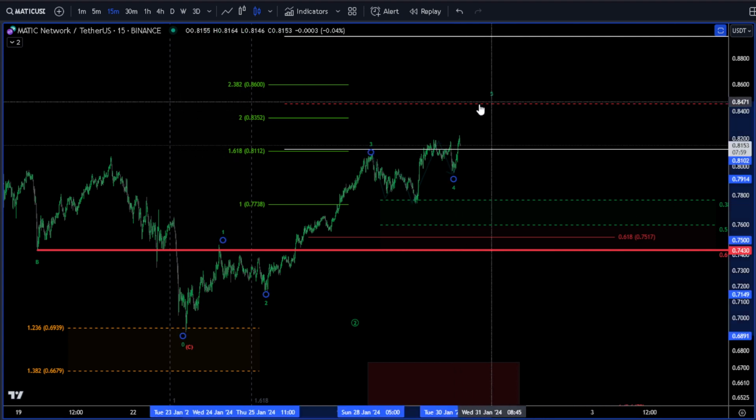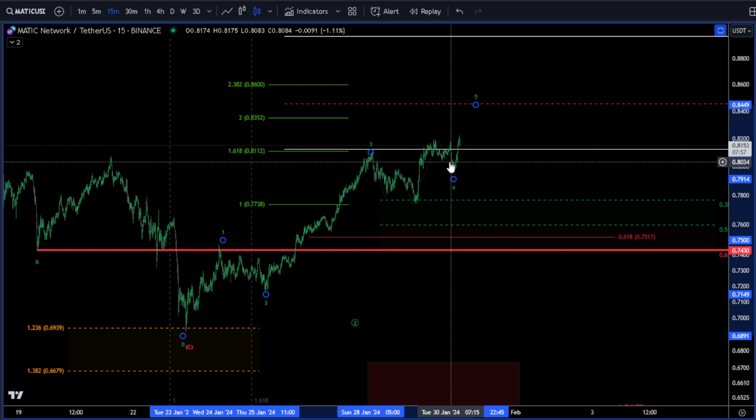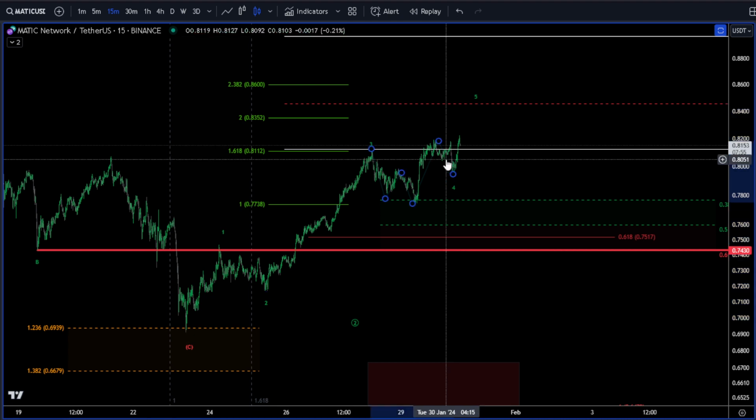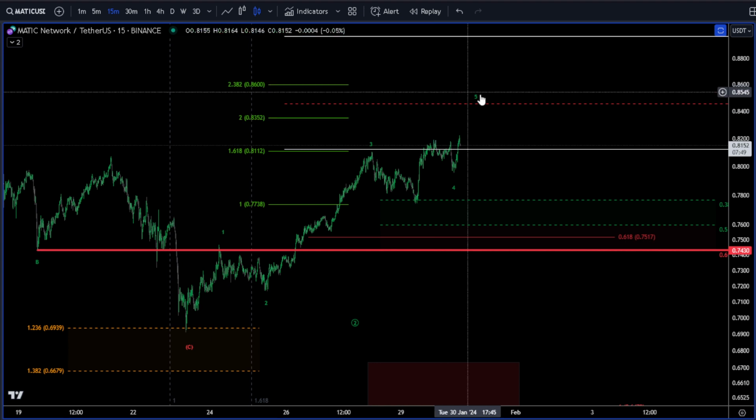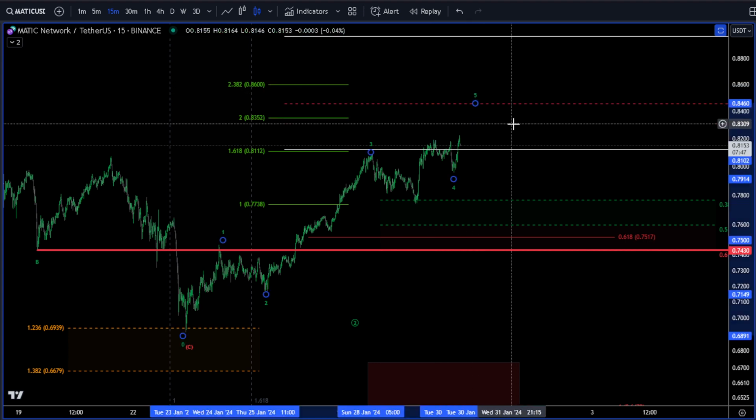W, ABC, X for our B wave, ABC for our Y. So we're looking for this 5th wave. I would start it from here, between 83.5 and 86 cents before we come to the downside.